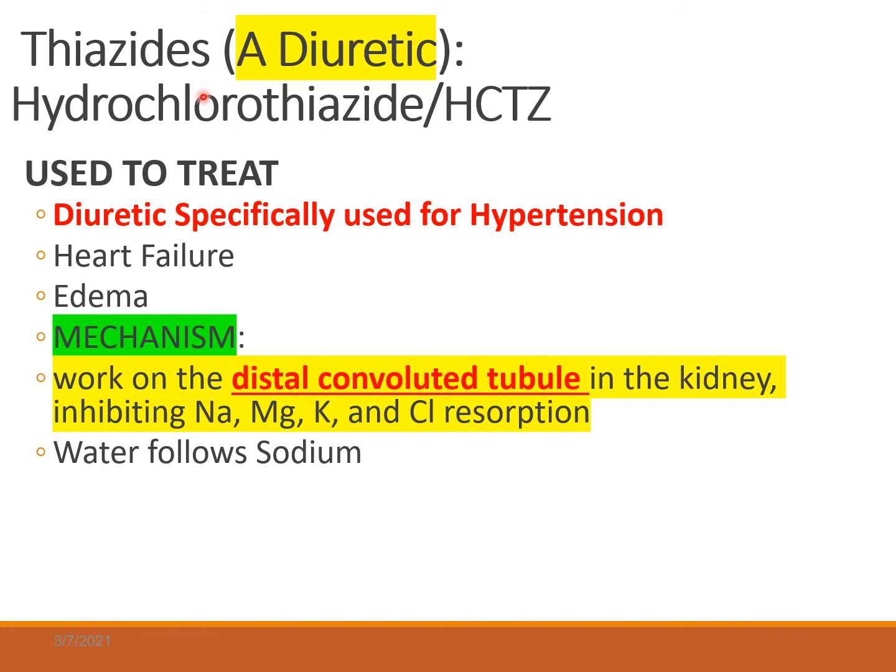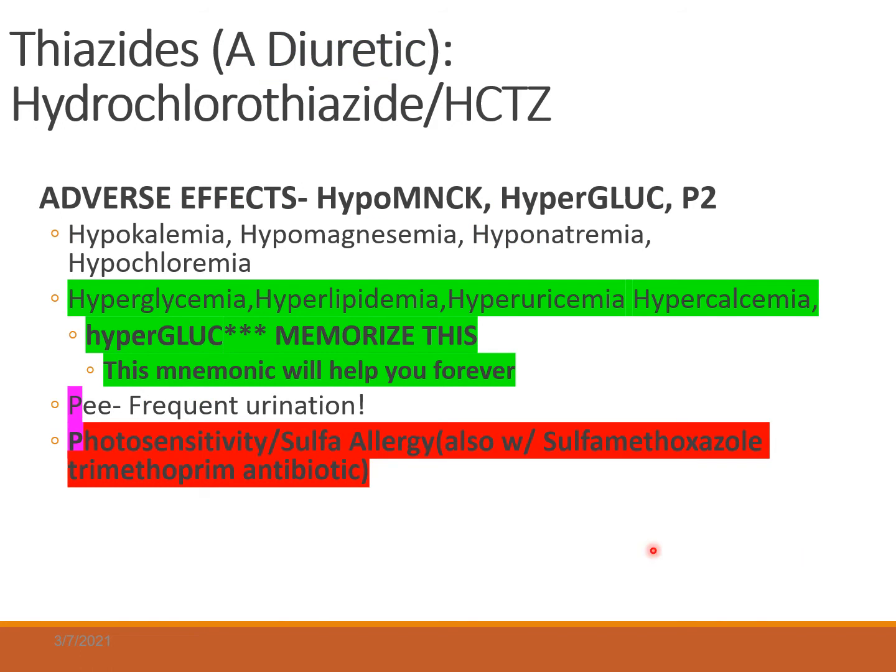Now we go on to the thiazides. Thiazide, which is a diuretic, hydrochlorothiazide. It is used to treat specifically hypertension. What is the mechanism? It acts on the distal convoluted tubule, all right, and inhibits sodium, magnesium, potassium, and chloride resorption. So adverse effects of these thiazides.